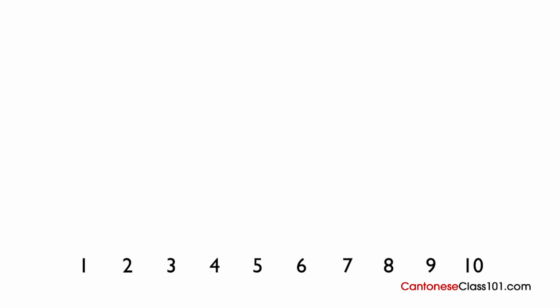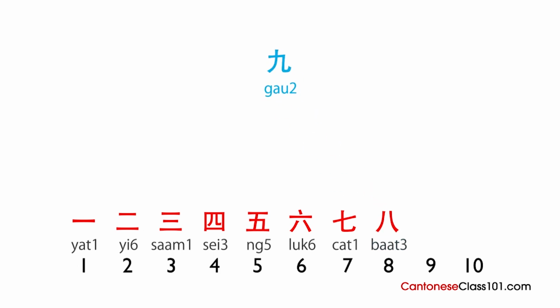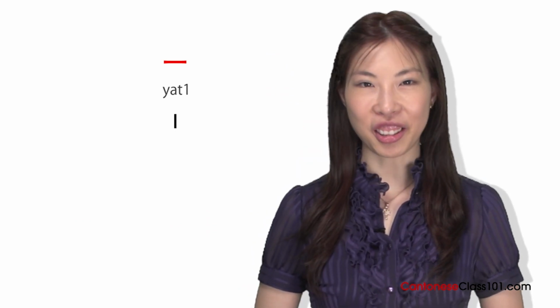Okay, now repeat after me. I'll say the numbers and give you time to repeat each one. Great job! What is before 一? Do you know? It's 零, 0. You don't have any more excuses.